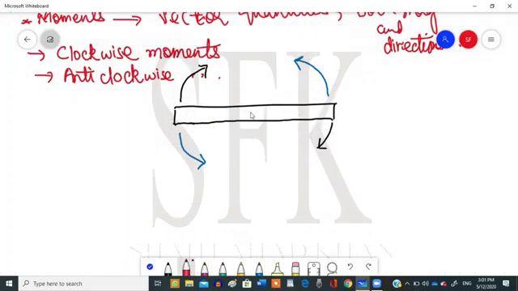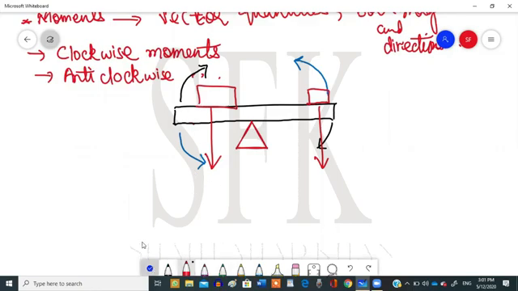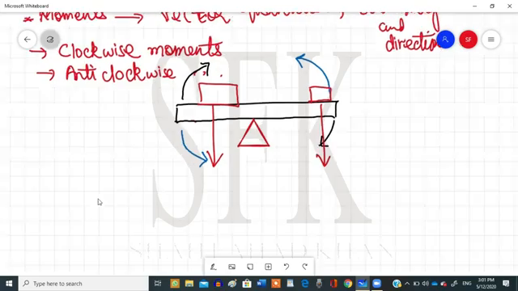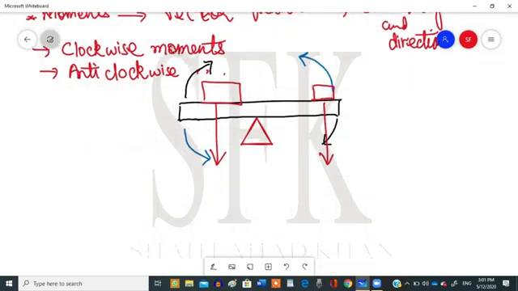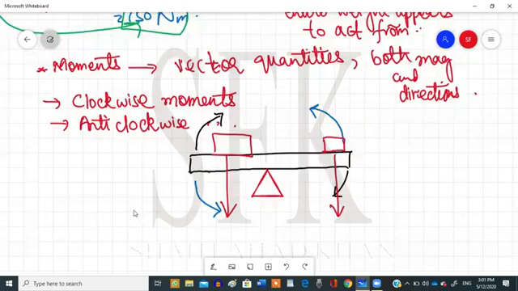For example, if this is your pivot and I place a mass over here, its weight is going to act downwards and it will produce a clockwise moment. And if I were to place a weight somewhere over here, its weight will act downwards and it will produce a counterclockwise moment. So this is the difference between clockwise and counterclockwise directions of the two moments.